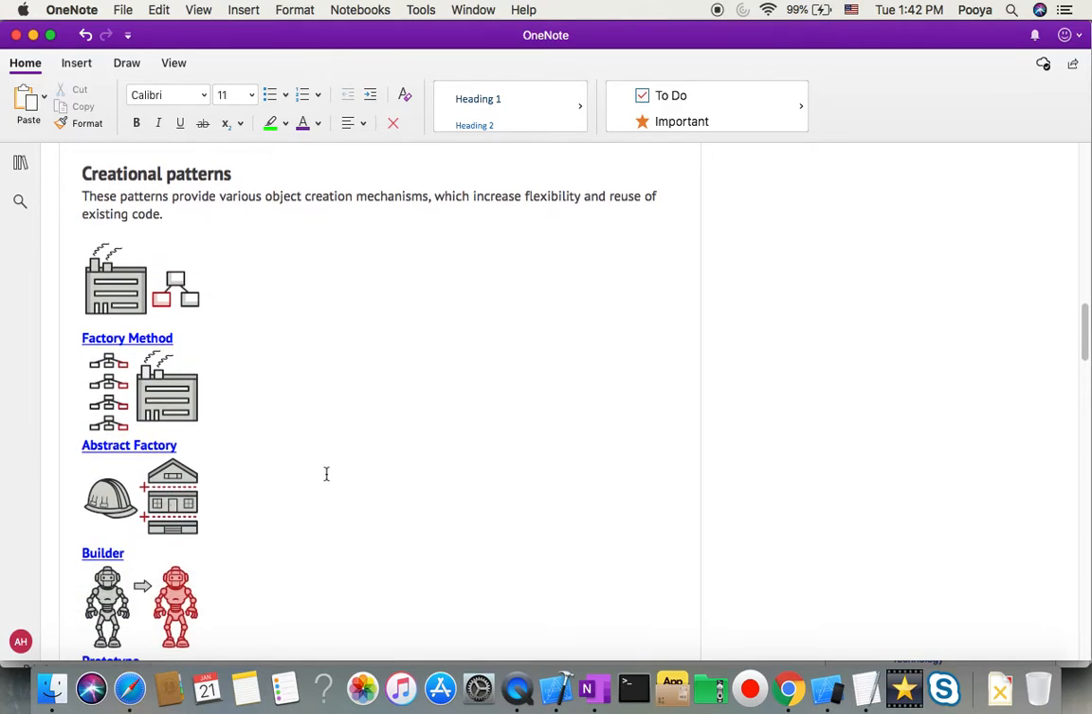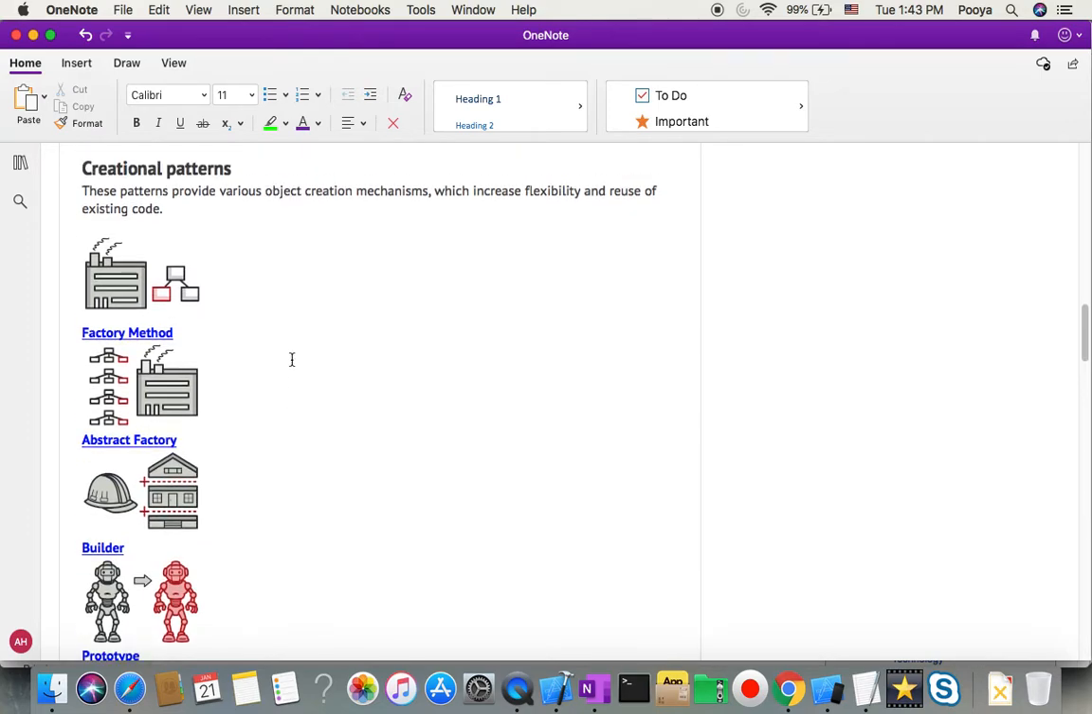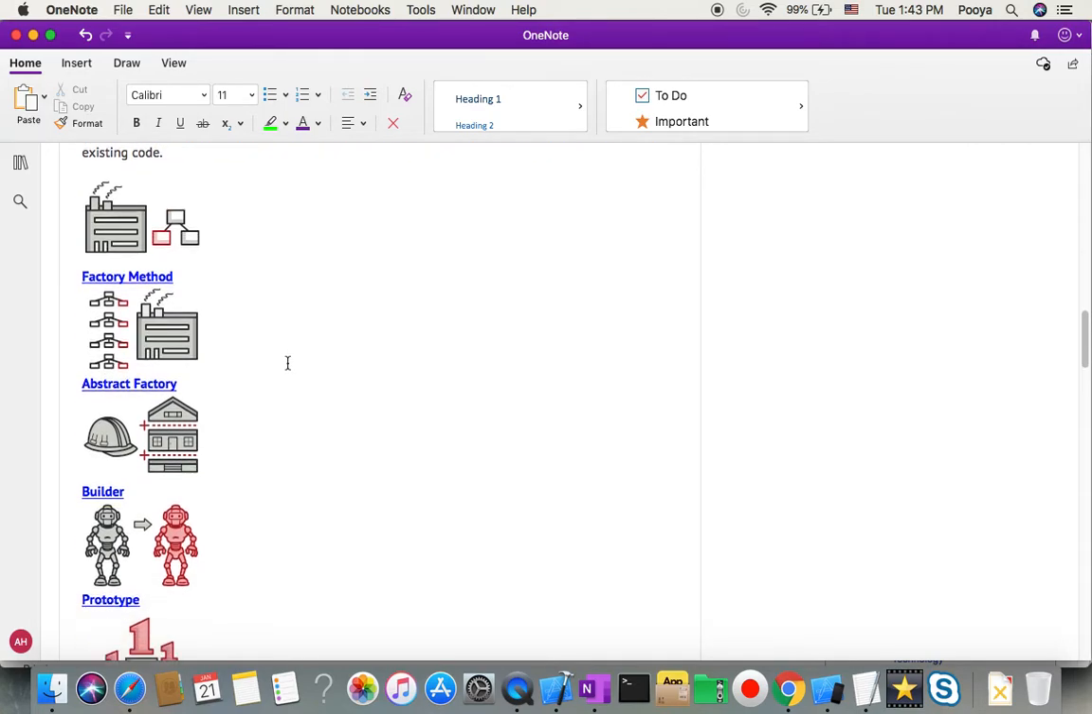Actually, we will go over every single one of these patterns later, and I recommend you understand every single one of them. It's a must. You need to know them. Okay, factory method, for example. Let's just go for one of them from each category for now, and then later I'll go through the details.